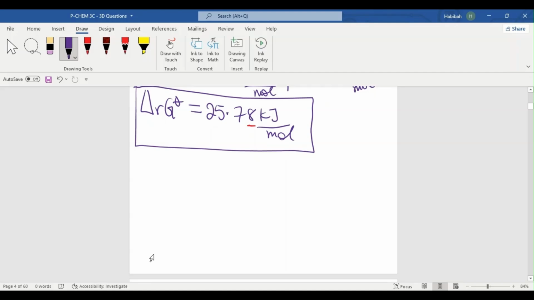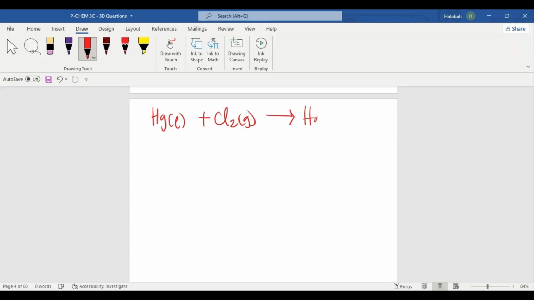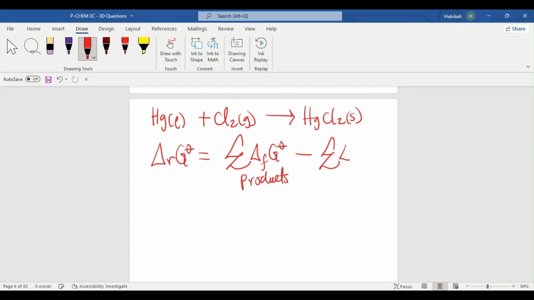Now the third question, let me just do it on the last page. We have the equation Hg liquid plus Cl2 gas gives HgCl2 solid. Let's not forget the same old information. We know that the standard Gibbs energy of reaction formula is the summation of the Gibbs energy of formation for all of the products minus the summation of the Gibbs energy of formation for all of the reactants. So that's basically how it's done.